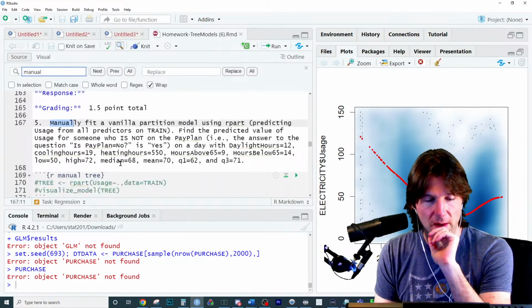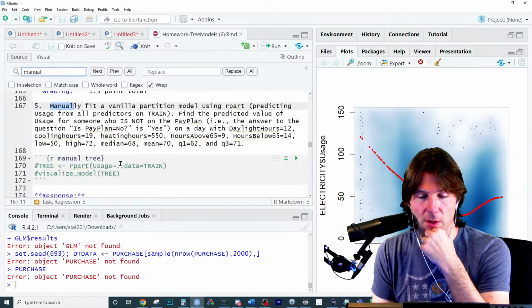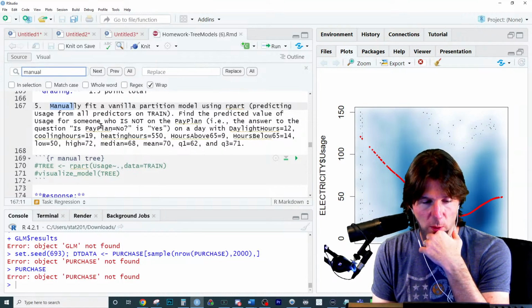Oh, this one here, right? Manually fit a vanilla partition model using RPART predicting from all the predictors on the training data set. Find the predicted value of the usage for someone who is not on the pay plan. Okay, so this is one of their X's.